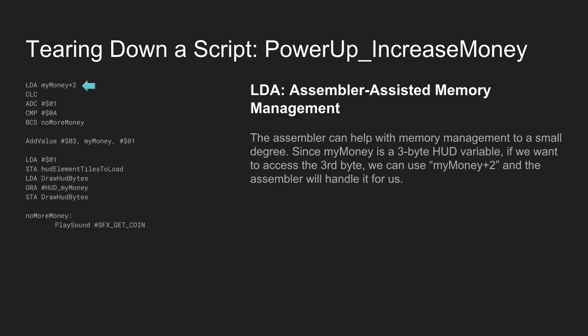We have an LDA command, which in this particular case, the assembler can help us because we want the hundreds digit of my money. So since HUD objects are stored as individual bytes, ones, tens, hundreds, add 2, you get hundreds.